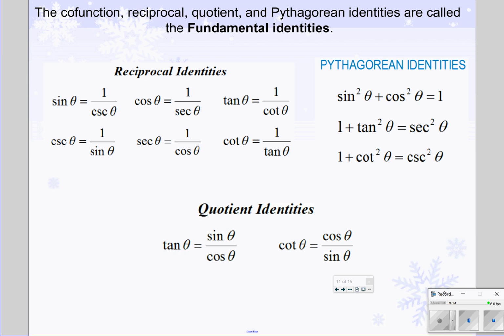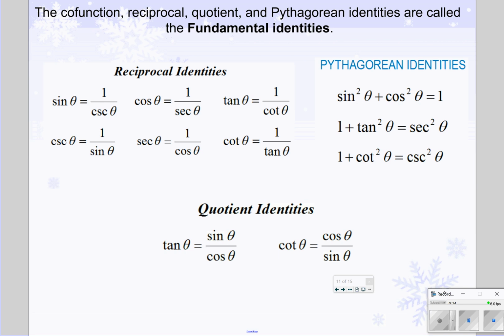And then finally, the Pythagorean identities. Pythagorean identities come from the Pythagorean theorem when we start looking at some different right triangles. The first one, if you recognize any of them, sine squared plus cosine squared equals 1. It's probably the one you recognize. And then we also have relationships with tangent and secant and cotangent and cosecant.